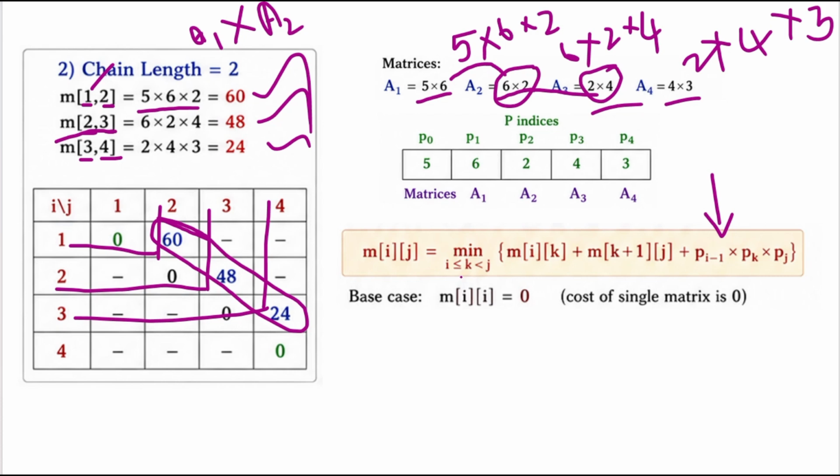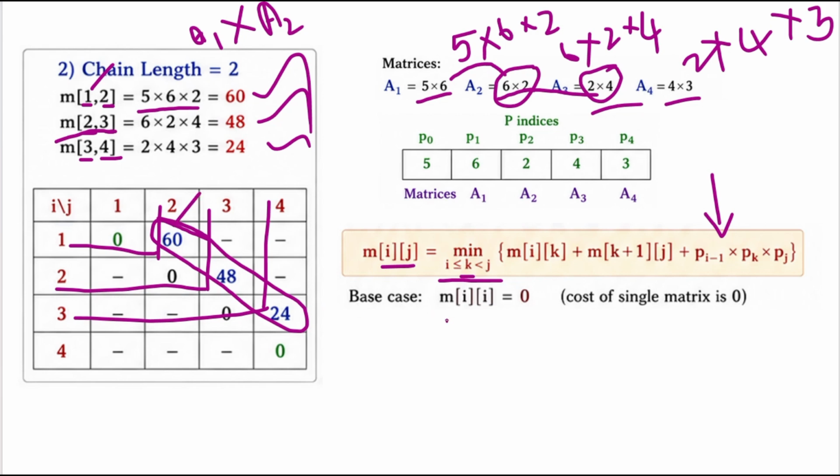Here k means k initially. What is the k? Here 1, 2. So no, the k value is 0 here. Initially k is 0. So we don't split any matrix like 1,2 or 2,3. The continuous matrices are there, right? So here the k value is 0. So we substitute that value here and find i less than or equal to k less than j. So here find m of i,j, here m of 1,2, right?